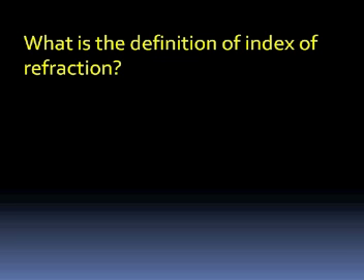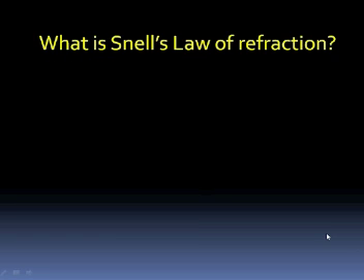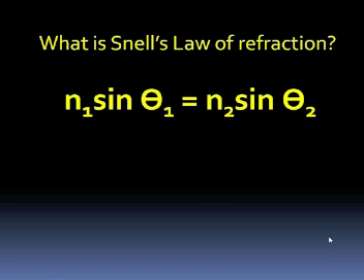The definition of the index of refraction, what is it? N equals C over V. C, the speed of light in a vacuum, 3 times 10 to the 8th meters per second. V, the velocity in a different medium. The velocity changes.